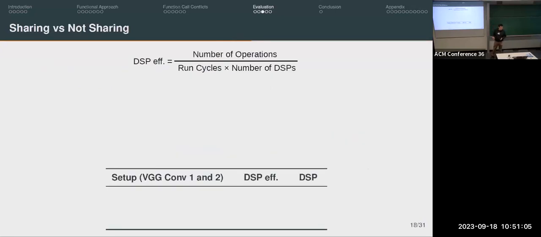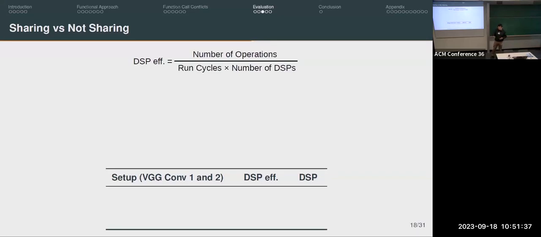But before we do that, let's take a look at the issue of sharing. So here we define a score called DSP efficiency. So we have the number of operations for your application divided by the runtime and your number of DSPs. So actually this score tells us how close we are to the performance upper bound. Because if you have an efficiency like 100%, it means you have already saturated your computation. But if you have something like 20%, it means, oh, we still have something to improve.